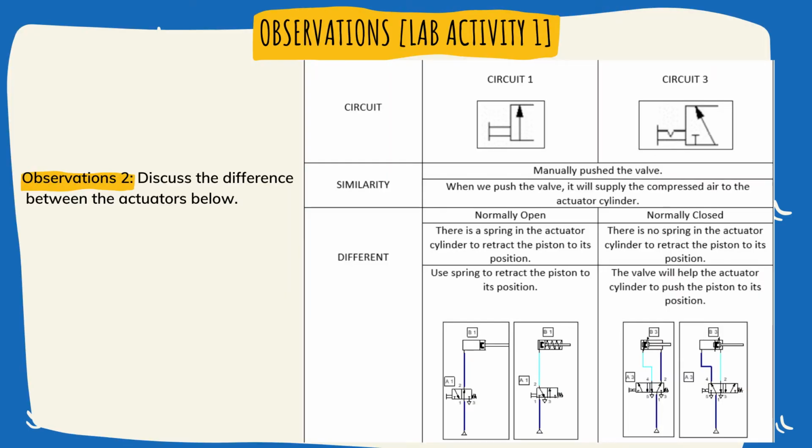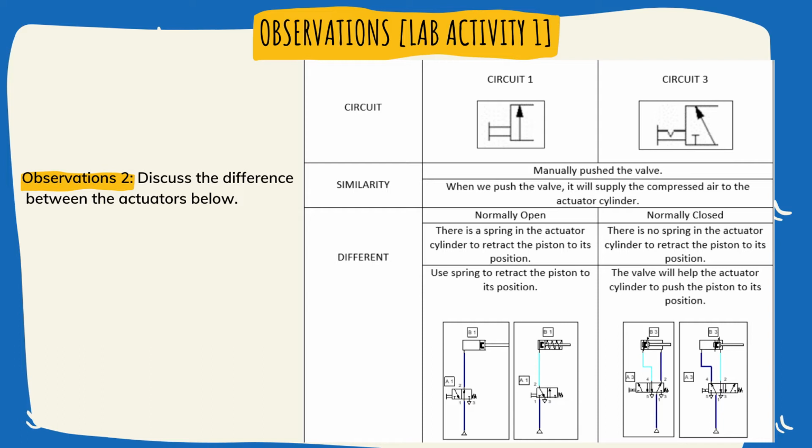For observation number 2, discuss the difference between the actuators below. Okay, the first one is used in circuit number 1 and circuit number 2, and the other one is in circuit number 3. For the similarity, we manually push the valve. And next, when we push the valve, it will supply the compressed air to the actuator cylinder.